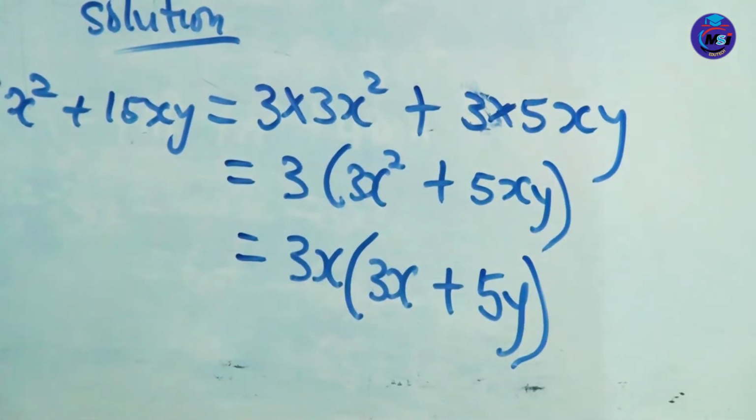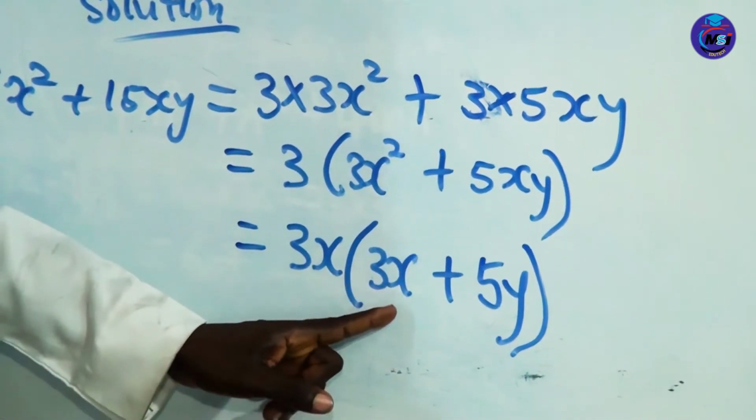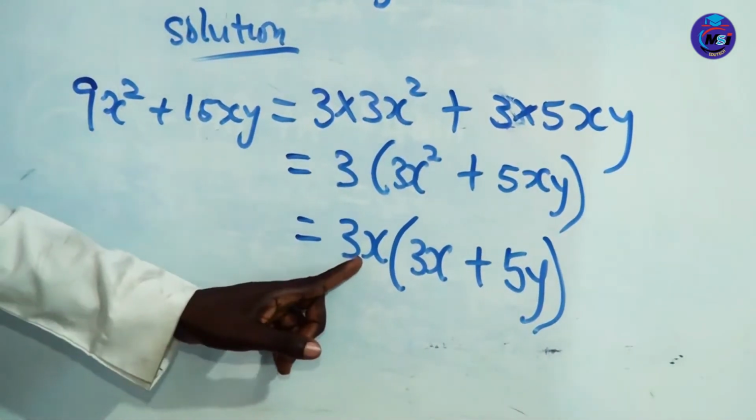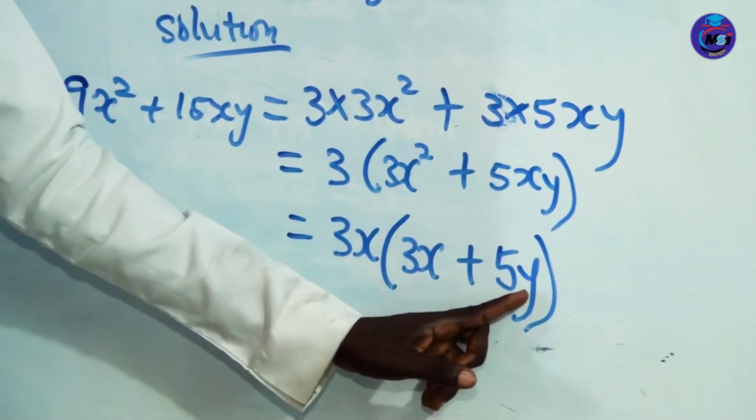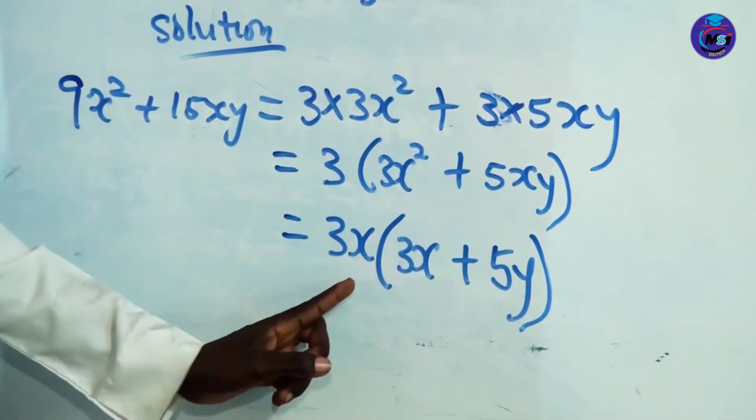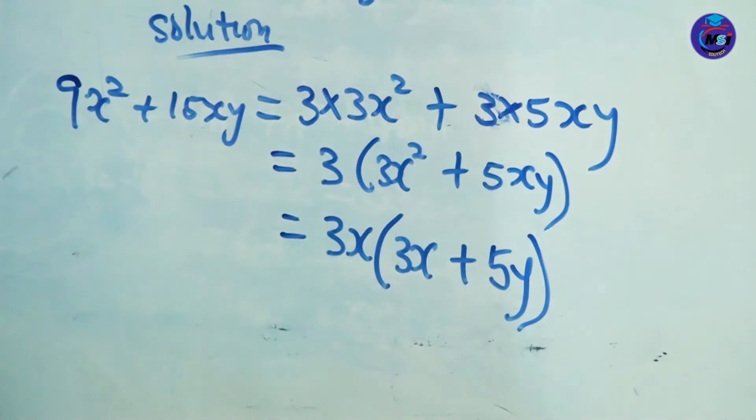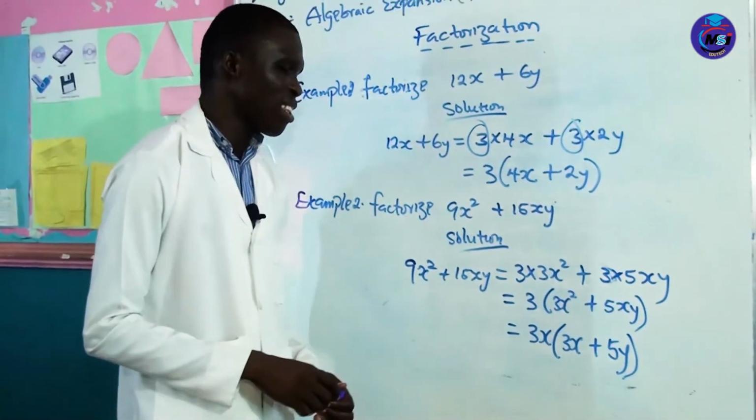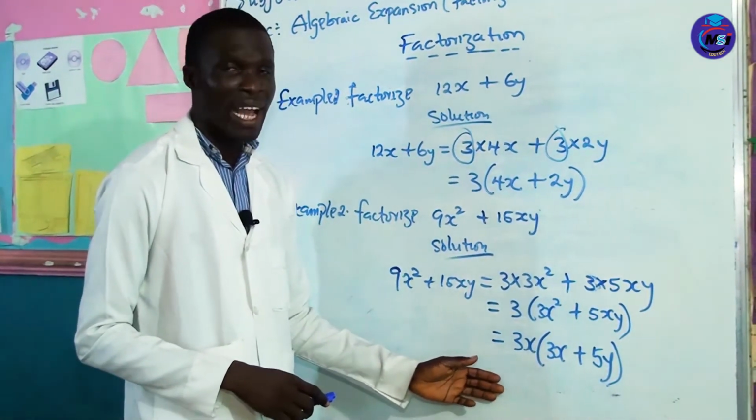How do we do this? 3x times 3x will give us 9x squared. 3x times 5y will give us 15xy. So you need to be very careful when you are solving questions like this. I believe you get it right.